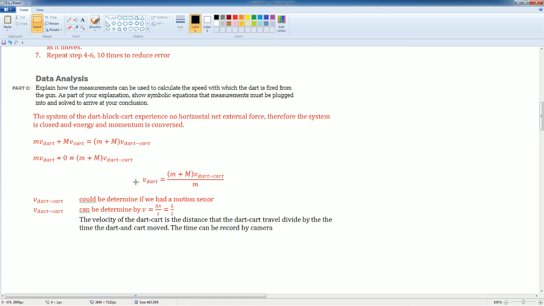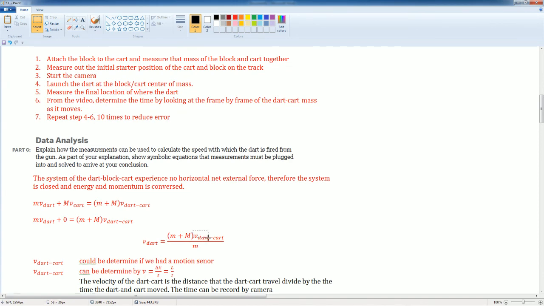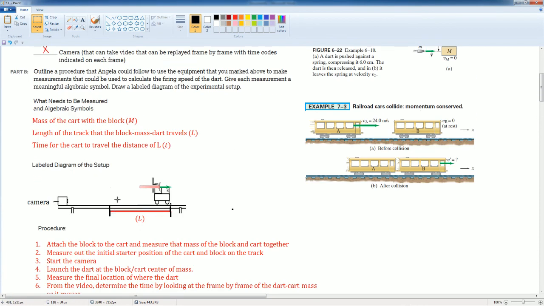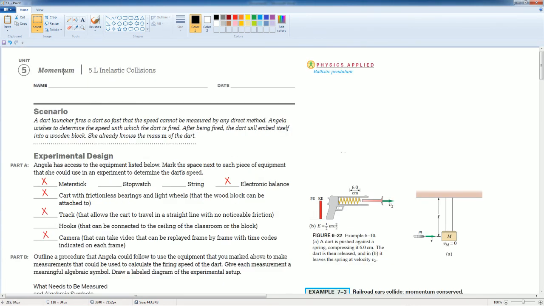Some errors that can arise from this problem involve the new velocity. That's why you have to repeat the experiment several times so you can get a good measurement of how far it traveled and the time it took, to find a good velocity after the collision. But there you go. That is 5.0.